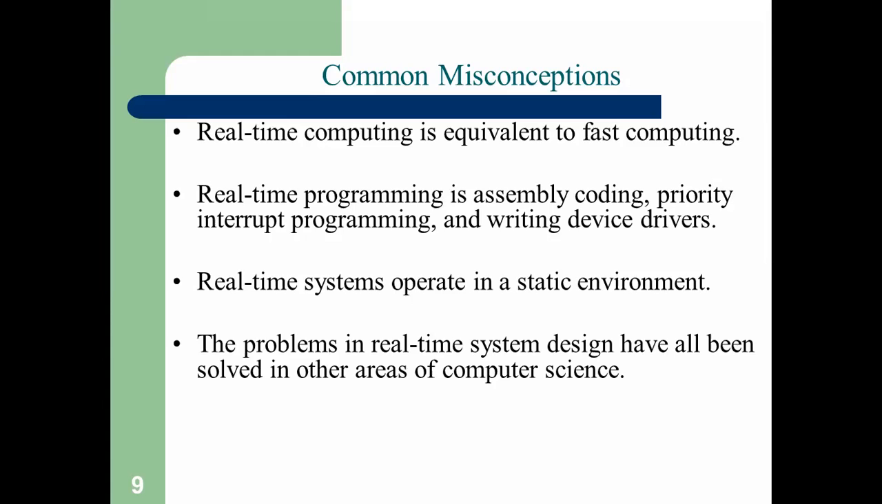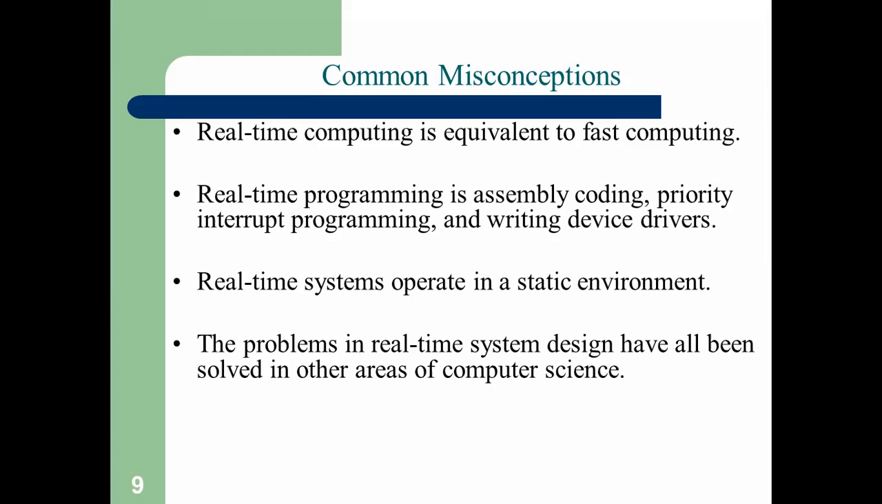So real-time programming is assembly. Whenever we do programming for the real-time system, you can see we will use assembly coding, priority interrupt programming, and writing device drivers. Device drivers are mostly written in the form of assembly language. We use assembly language to write such real-time system programming. So real-time systems operate in a static environment. It works in a static environment.